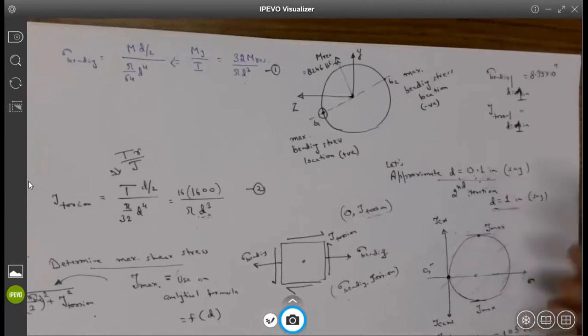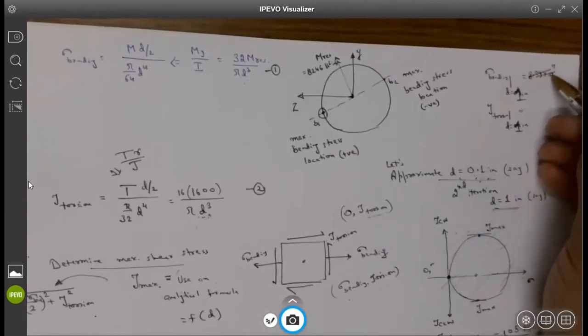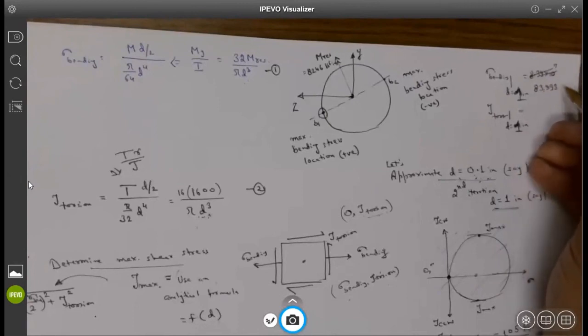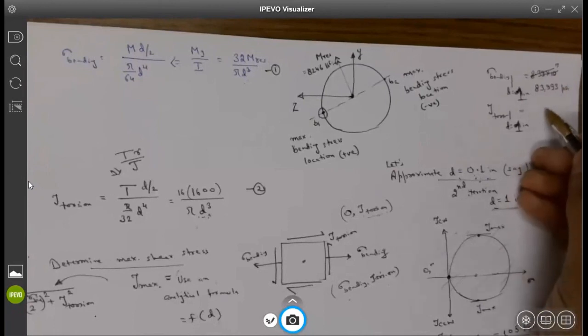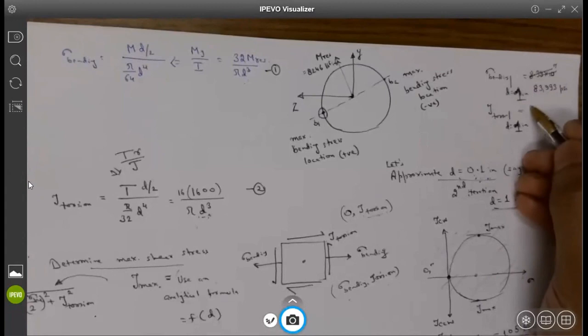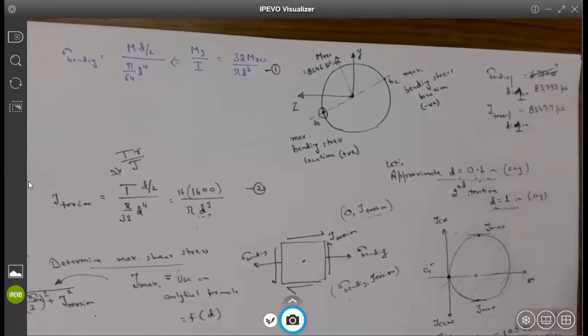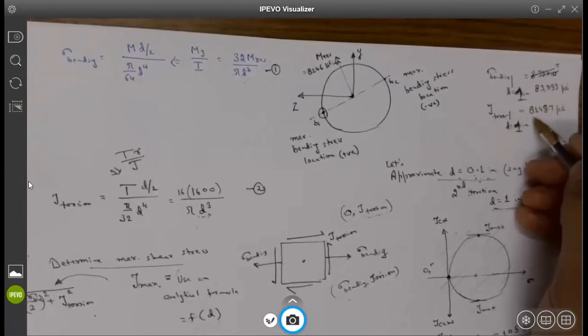The bending stress is 83,993.1. Okay, 83,993.1 PSI, pounds per square inch, right? And similarly, what is this value going to be? One second. I got 8,148.7. Yeah, 48.7, same difference. Okay, 8,148.7 PSI. This is for shear stress, right?